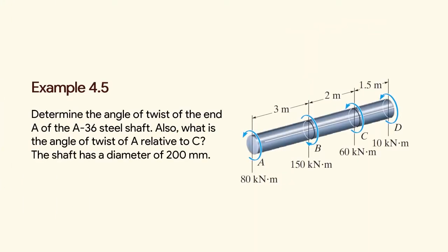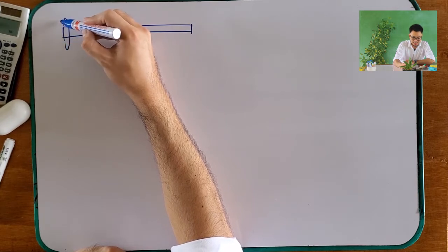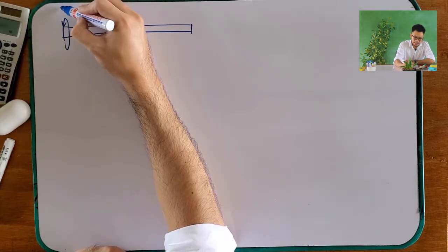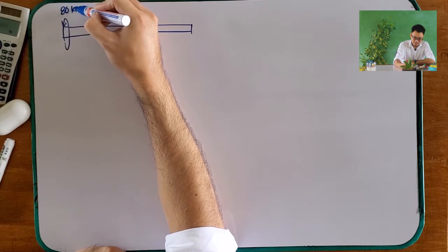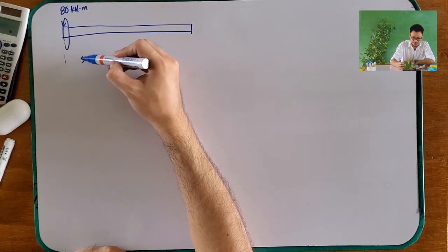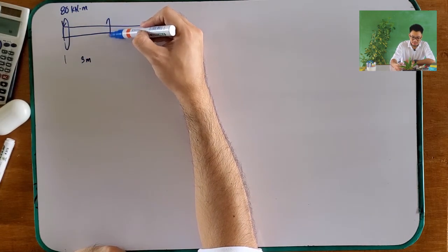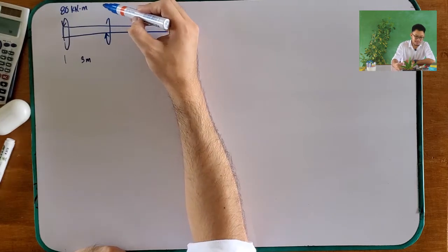Let's have this first example. So we have a shaft. And then kaning atong shaft, this is subjected to 4 torques. Okay? So your first torque is going right there. 80 kilonewton meter. And after 3 meters, na napoy lain gi-apply nga torque, which is on the other way around. This is 150.